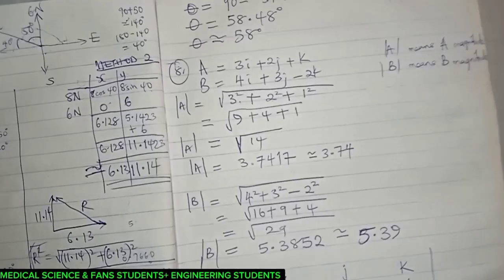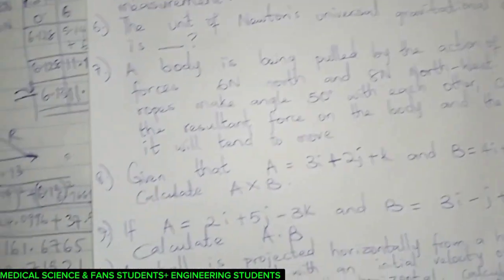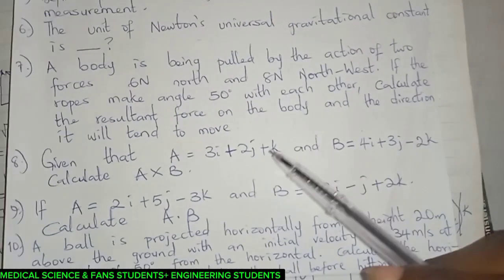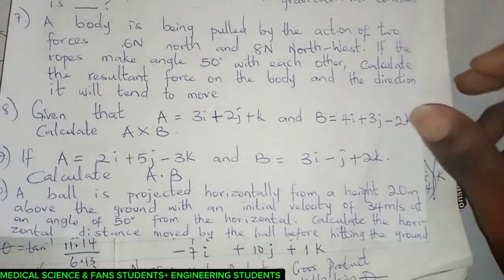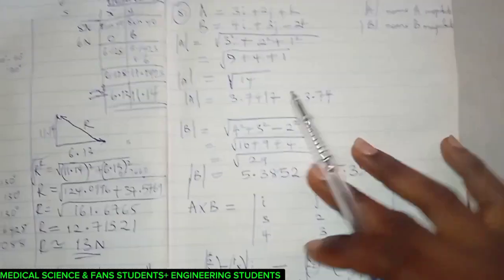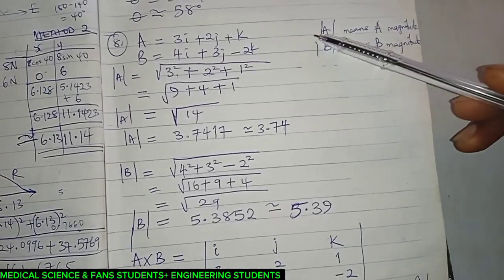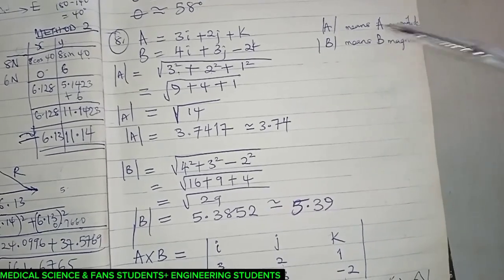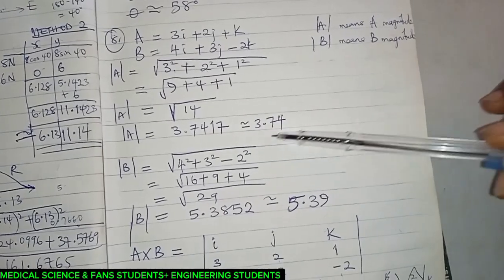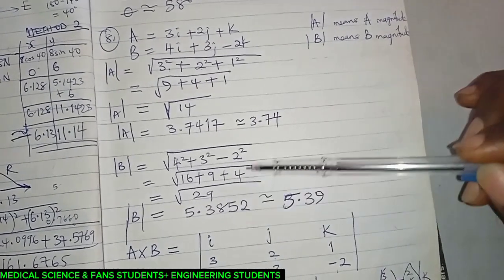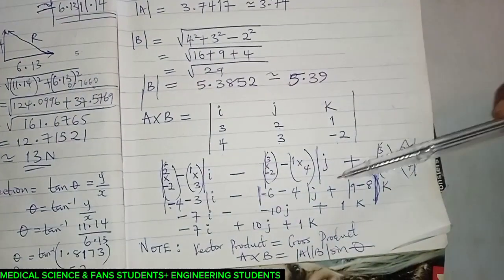So for number 8, let's look at the question. It says, given that a equals 3i plus 2j plus k and b equals 4i plus 3j minus 2k, calculate a cross b. So I already wrote this out, solved it already. So I said this means A magnitude and this means B magnitude. So to get magnitude, this is how you get magnitude. But remember, in this question, it's not magnitude they asked us to find. So I just did it so I could use it to teach you. So B magnitude, this is how you find magnitude. But see what they asked us to find, the cross product.